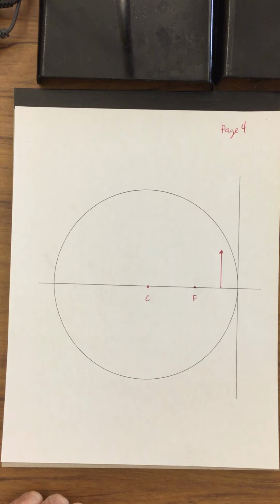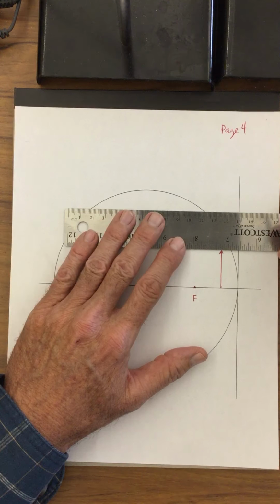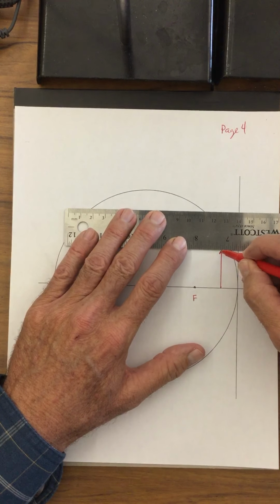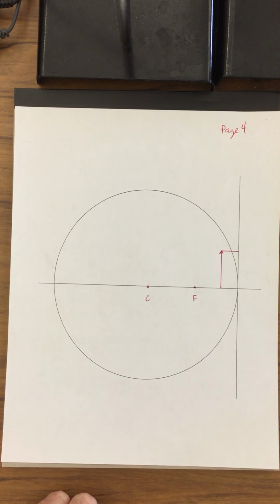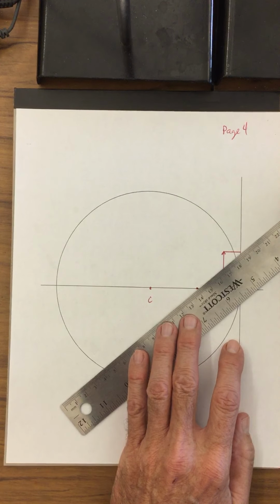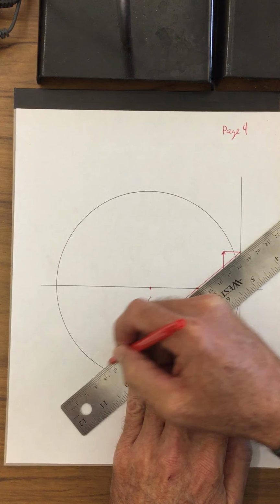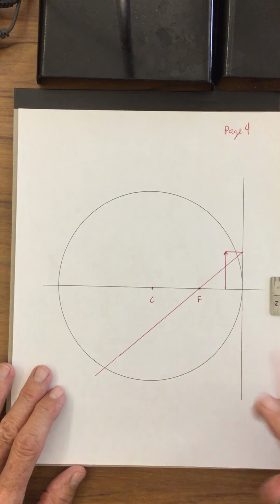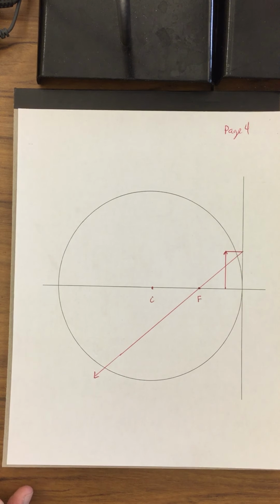Okay, so we have our first ray coming in parallel to the principal axis, as before. Coming in parallel. This is then going to do what? It's going to exit through the focal point. Okay, so it's going to exit through the focal point like this. That's our first scenario.